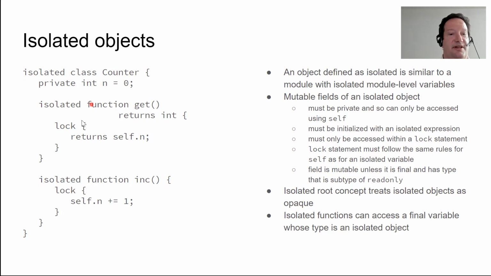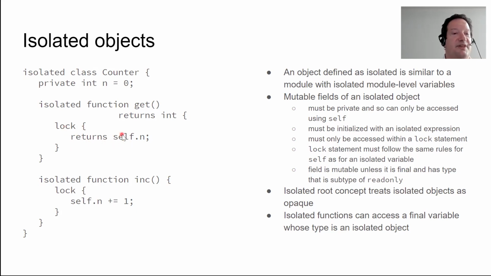So if we look at this example, this is an isolated class. The rules that apply to this: first of all, this field has to be private. And secondly, the rules that we apply to module level functions vis-a-vis isolated module level variables apply to methods of the isolated class when they're accessing fields. So this has to lock.